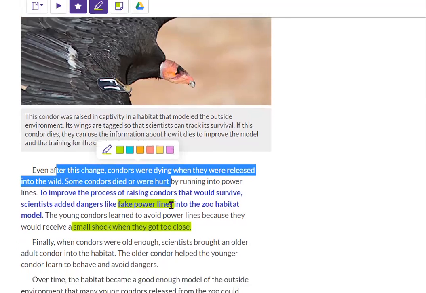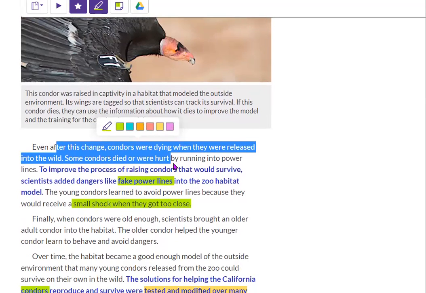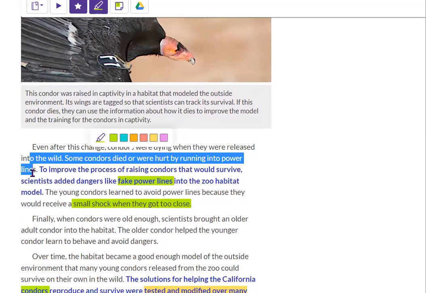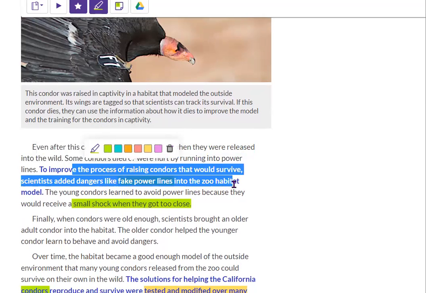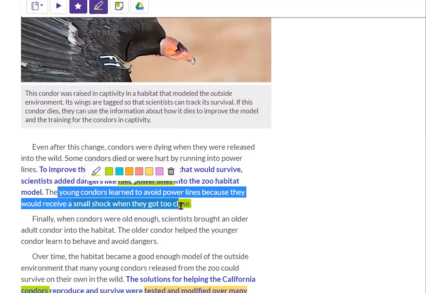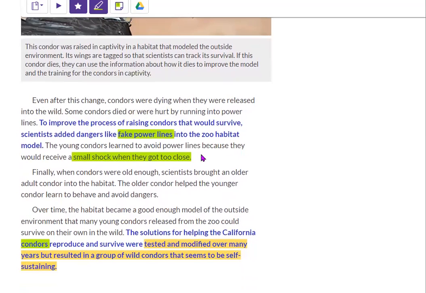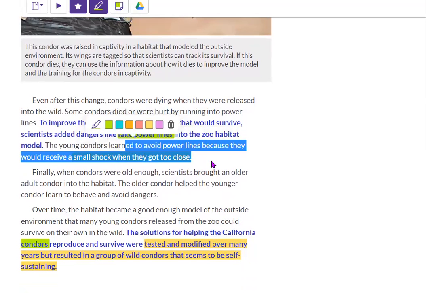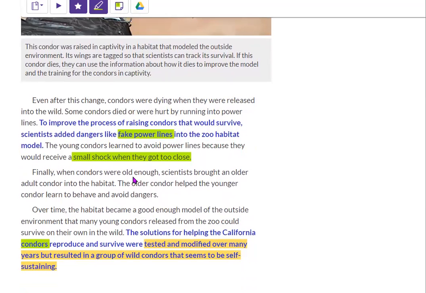And unfortunately, the condors started running into power lines, right? And so to improve their scientific model, the zoo, they had to add fake power lines to the zoo habitat, right? And every time a young condor would fly near the power lines, they would receive a small shock, saying that they got too close, and that's not a good idea. And so these shocks weren't enough to injure them, but they were enough to make them feel uncomfortable.